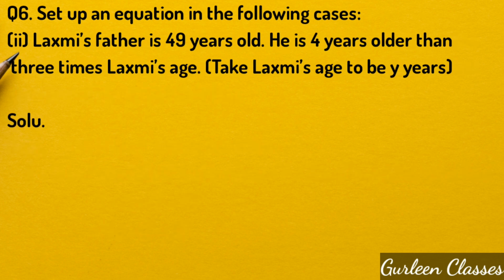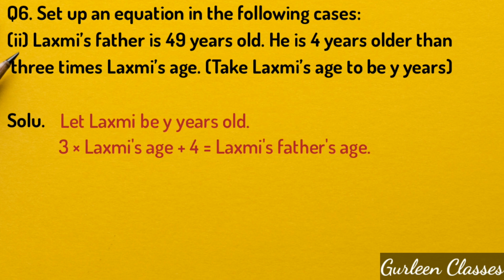Second part, Lakshmi's father is 49 years old. He is 4 years older than 3 times Lakshmi's age. Take Lakshmi's age to be y years. So solution, let Lakshmi be y years old. So 3 into Lakshmi's age plus 4 is equal to Lakshmi's father's age. So 3 into y plus 4 is equal to 49. 3y plus 4 is equal to 49. So the third and fourth parts will be homework. You have to set up an equation in the same way.